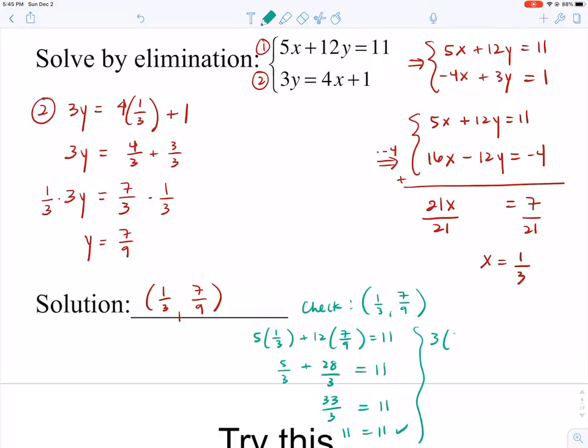Checking the second equation. Okay, so dividing out a 3, I'll have 7/3 on the left side. And then 4/3 plus 1. Remember, 1 can be written as 3/3. So we get 7/3 equals 7/3. So 1/3, 7/9 is the solution to this system.